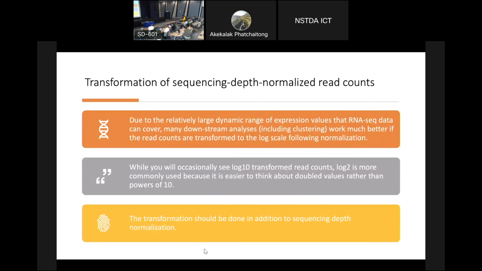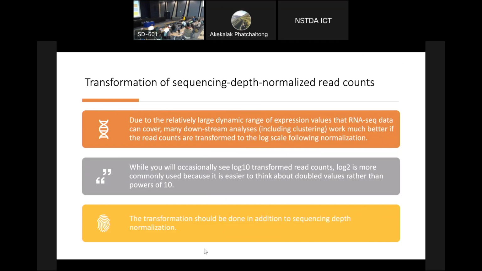The reason why we do log is because the expression values can be so wide, the numbers can be so high that it can be very difficult to compare the data. So what log does is it shrinks those numbers to a really small scale. Due to the relatively large dynamic range of expression values that you can get from this data, many downstream analyses actually prefer for you to provide log scale following the normalization. Now, which log should you use? Log 10 can be used, but log 2 is more commonly used because they say it's easier to think about doubled values than powers of 10.